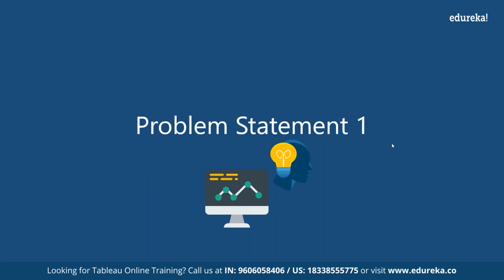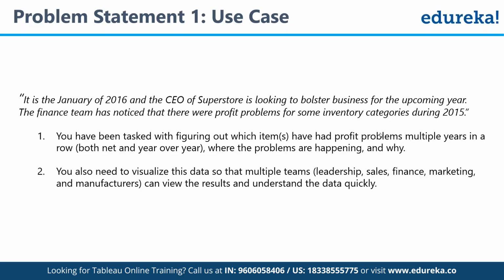So the first problem statement that we are going to work on: it is January of 2016, and the CEO of Superstore is looking to bolster business for the upcoming year. The finance team has noticed that there were profit problems for some inventory categories during 2015. So we have been tasked with figuring out which items have had profit problems multiple years in a row, where the problems are happening and why.